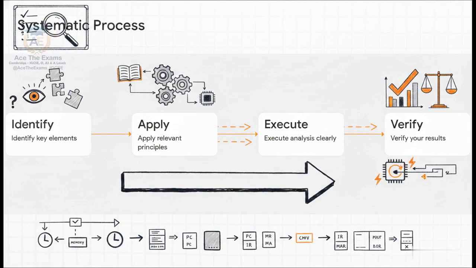Imagine you're staring at a blank page. Step 1. Identify the key architectural elements requested by the command word. Does it ask about the decode phase or the execute phase? Step 2. Apply the relevant core principles. In computer science, applying principles means utilizing precise RTN syntax. You need to know exactly when to use square brackets to denote the contents of a memory address and when to use the directional arrow to denote data transfer.